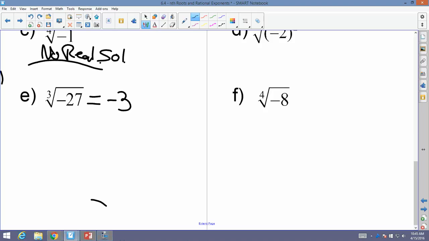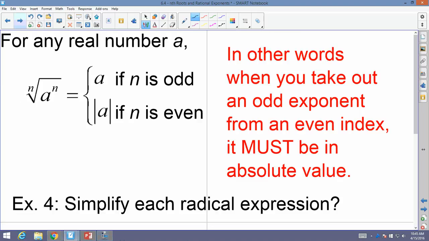Okay? All right. Now, this gets a little tricky, so I need you to pay attention. Whenever I have the nth root of a to the n, we just learned that we cancel out the radical with the power, and that's great. However, if n is odd, we don't care. It's just the answer a. But if n is even, you've got to put it in an absolute value. What am I saying in English words? In other words, when you take out an odd exponent from an even root, it must be an absolute value. Why, Morrow? Because that variable could very well be a negative.